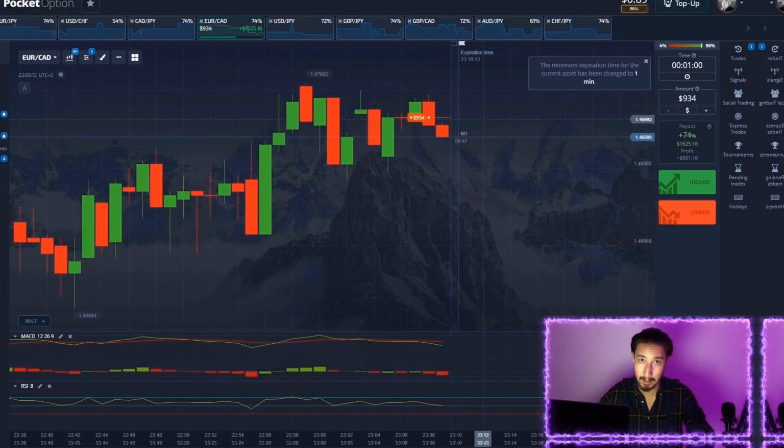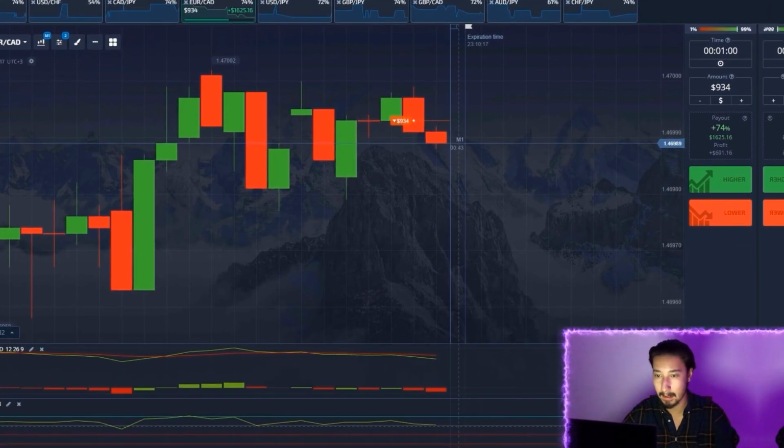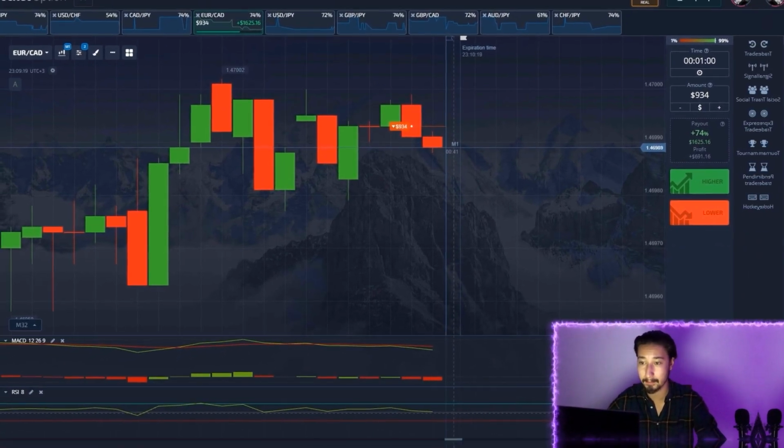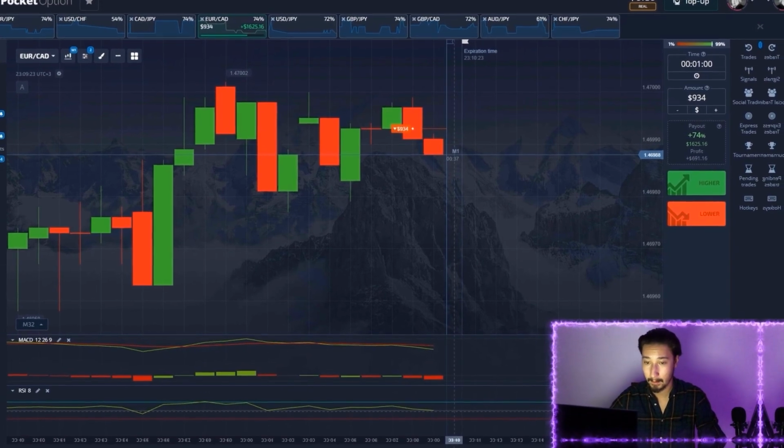Guys, do you understand it? I wish. So let's have a look. This is exactly what's happening. The price broke down just as we expected.